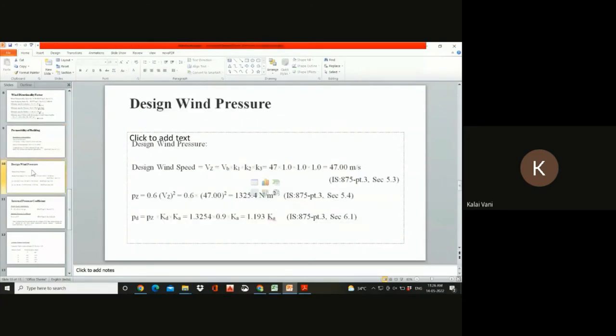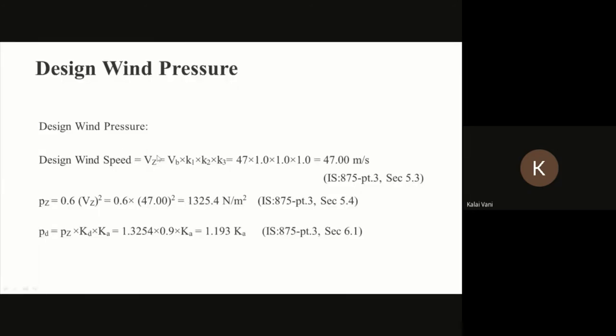And next, now we need to find your design wind pressure. K3, that is for, so once you have calculated VZ, you can find the PZ, design wind pressure. VZ is the design wind speed and PZ is the design wind pressure. So that can be calculated by multiplying 0.6 into VZ square. You can get this.